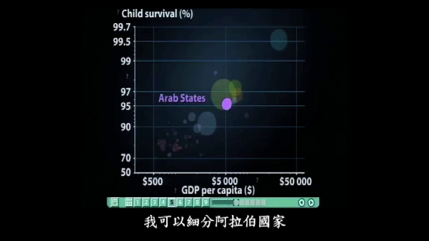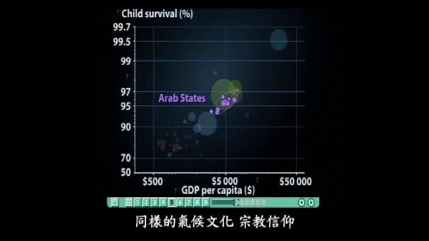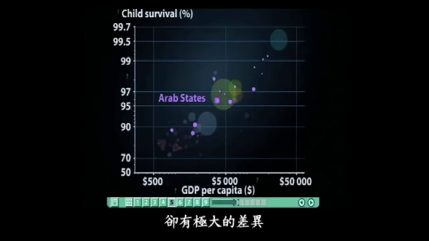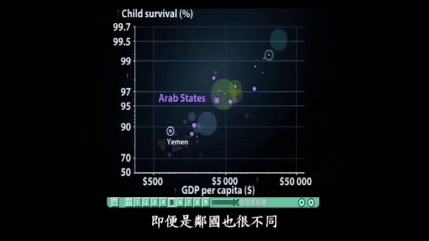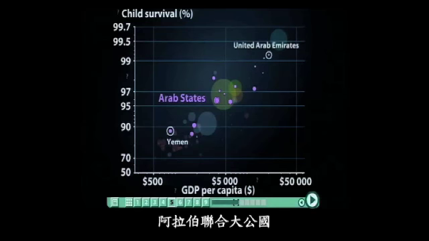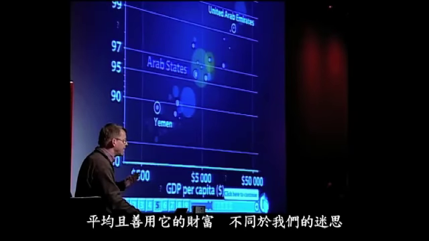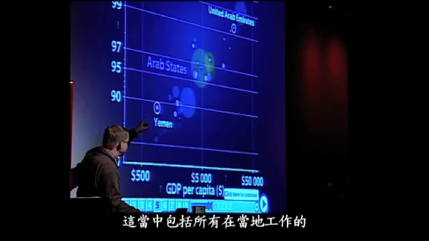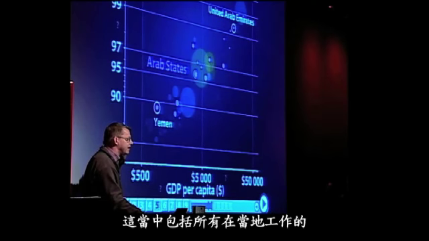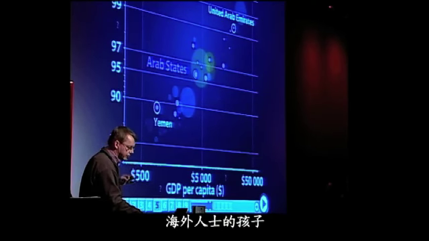And I can split Arab states. How are they? Same climate, same culture, same religion, huge difference. Even between neighbors. Yemen, civil war, United Arab Emirates money, which was quite equally and well used. Not as the myth is. And that includes all the children of the foreign workers who are in the country.